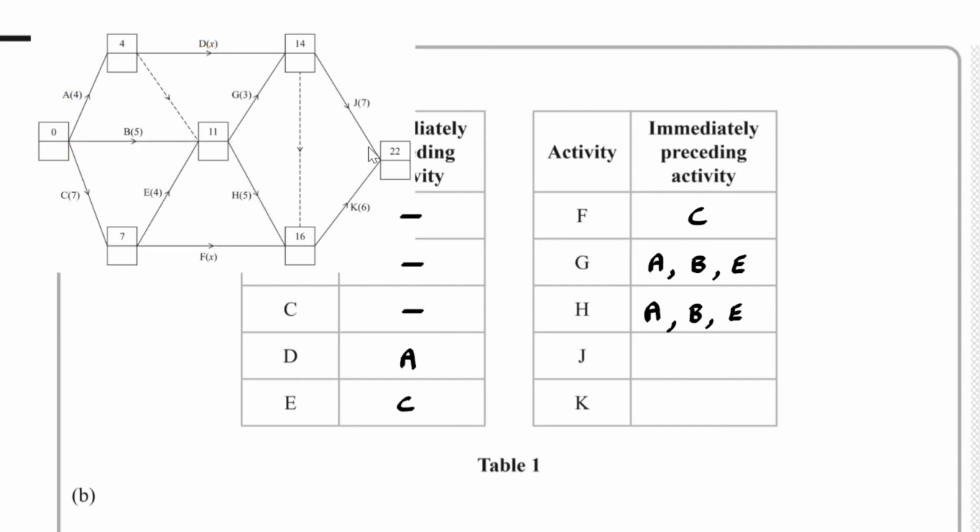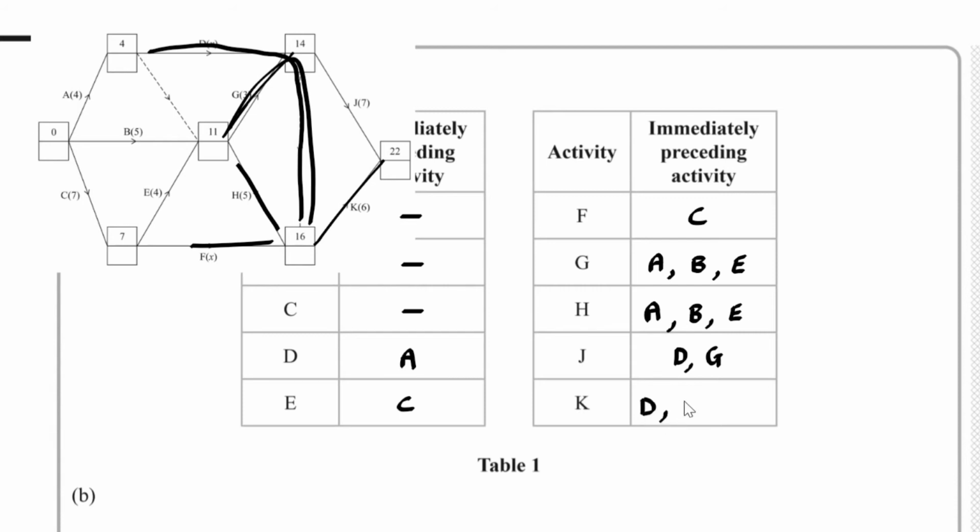Next, if we take a look at J, which is over here, well, we've got D and G feeding in to J. And if I take a look at K, well, what's feeding into it is F and H. What we've also got, because of this dummy, is D, and we've got the dummy there and the dummy here, which would imply that K relies on D, G, H, and F.